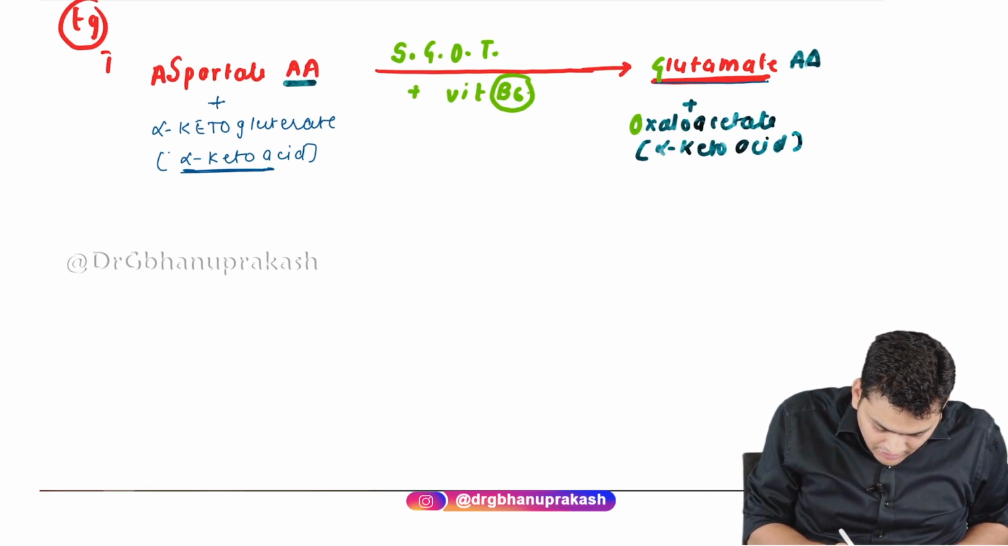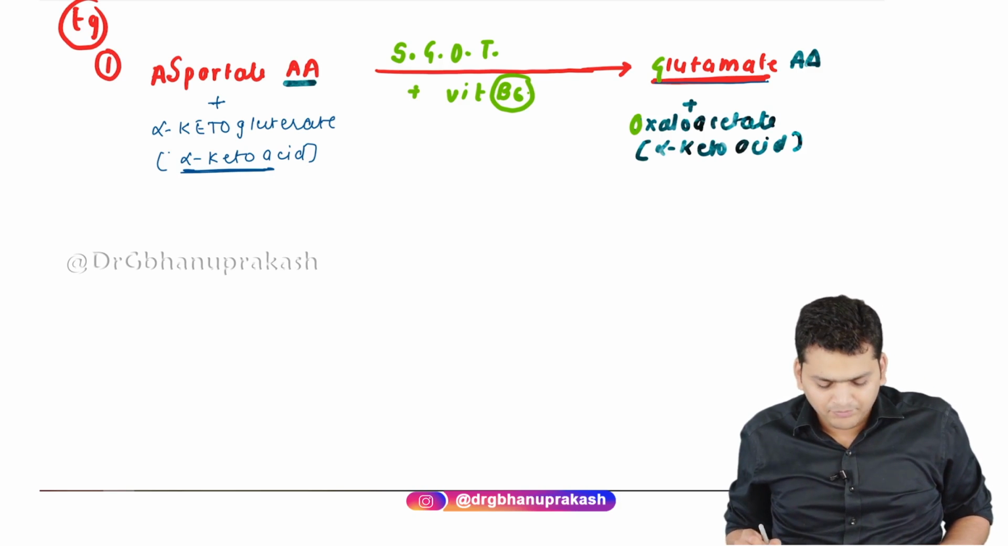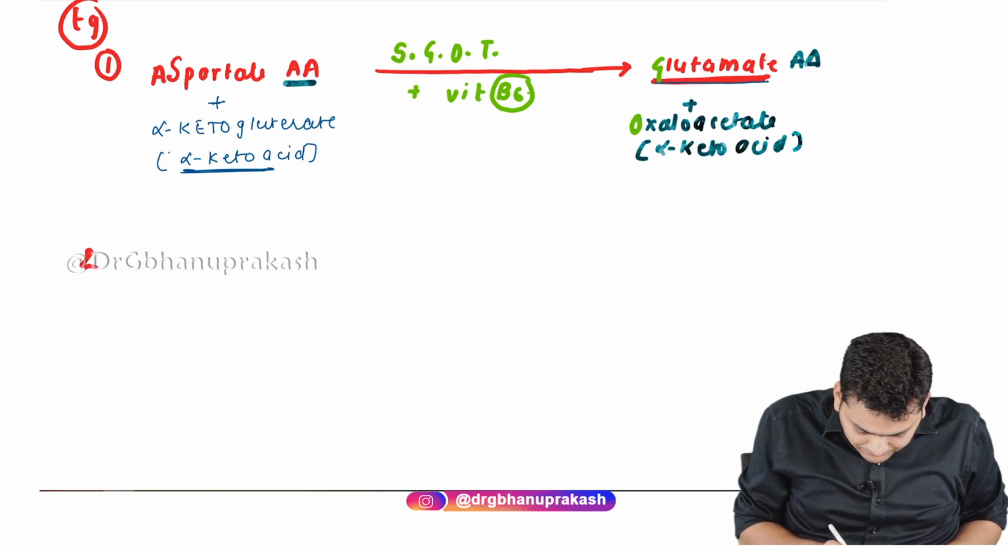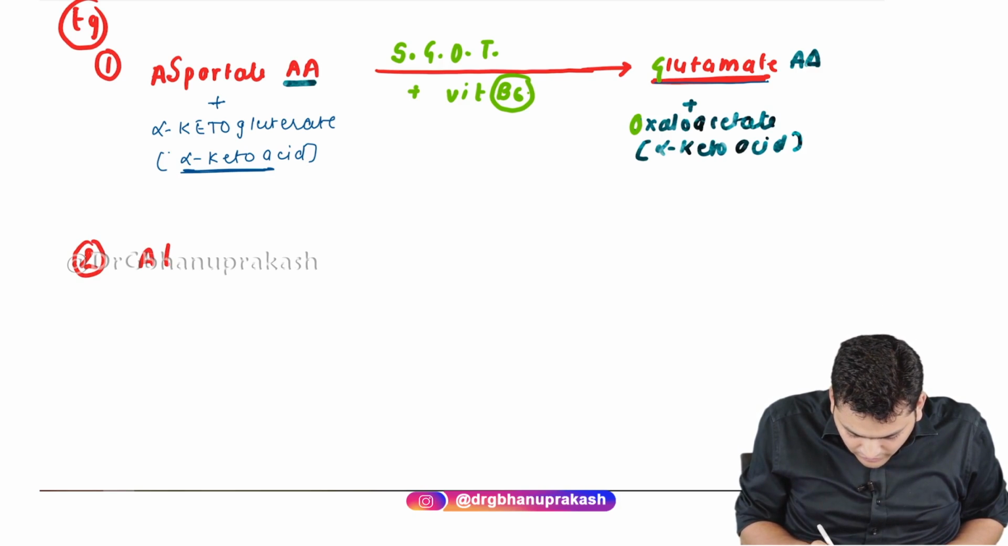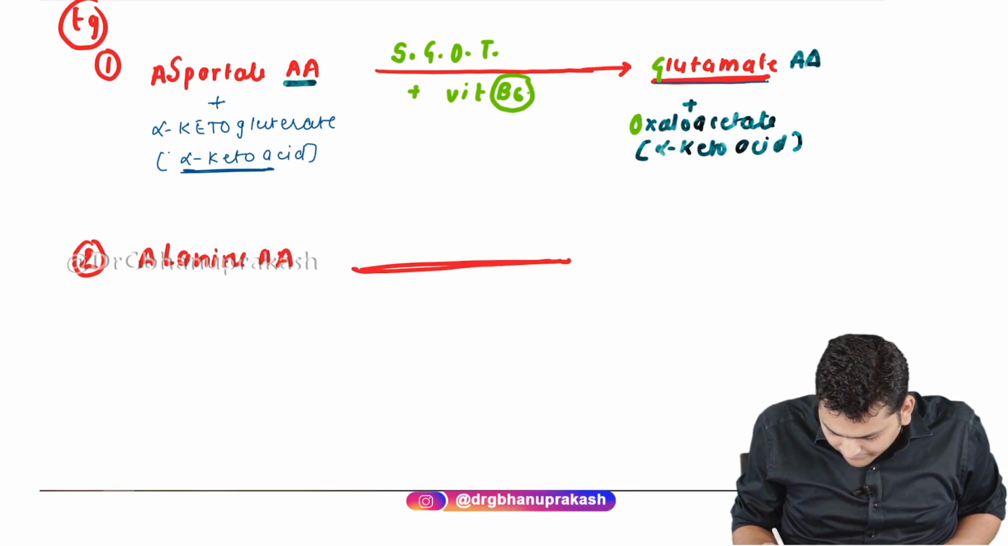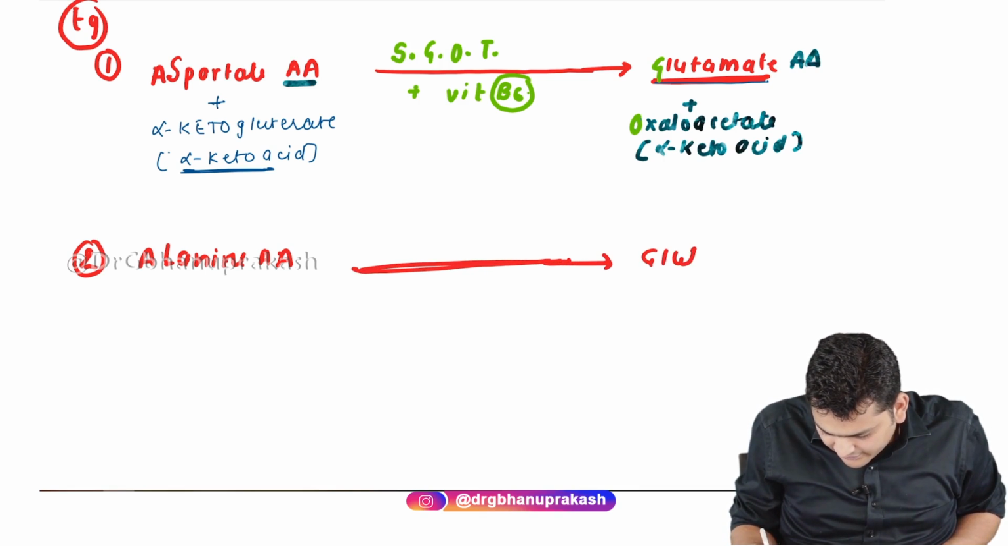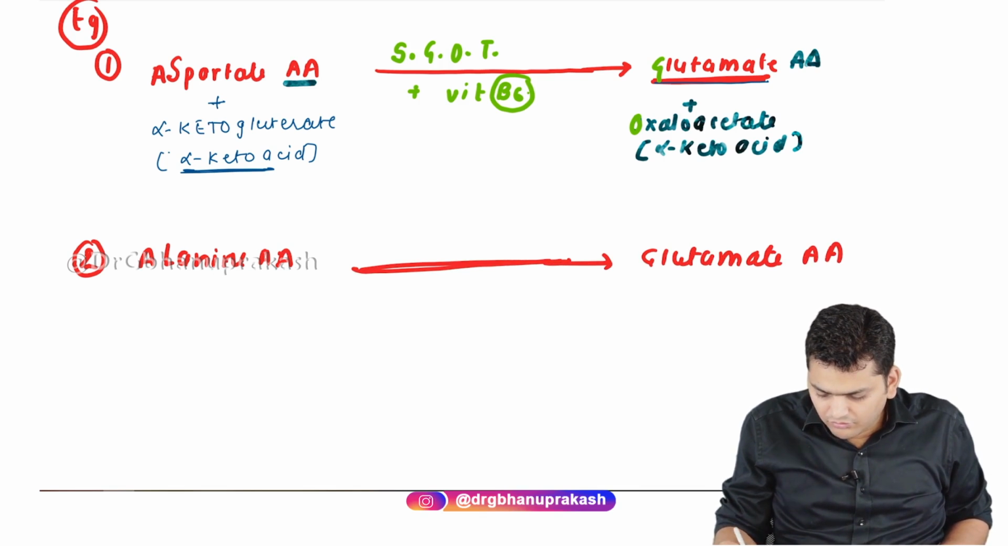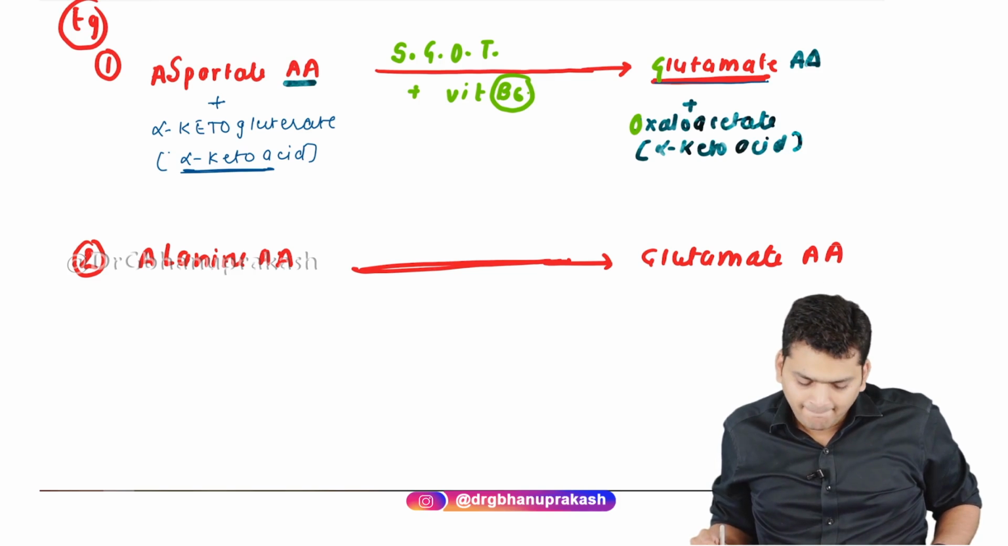This is the first example, how the aspartate converts into glutamate. Let's see the second example. That is how the alanine amino acid will convert into glutamate. This is the second example of transamination.